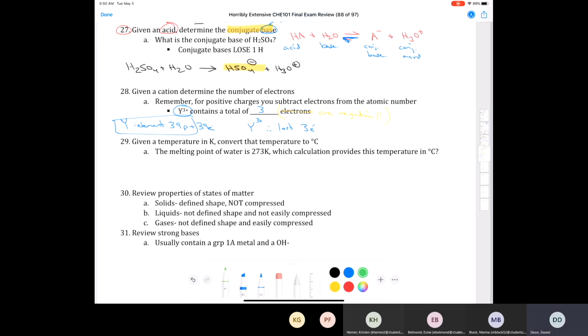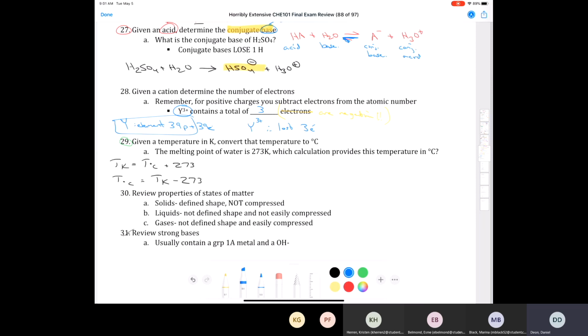Okay, the next one is again something that I'm sure you can all do in your sleep, but let's review it. It says, given the temperature in Kelvin, convert it into degrees Celsius. You should know the formula that the temperature in Kelvin is equal to the temperature in degrees Celsius plus 273, or 273.15, whatever. We could also rearrange this to solve for the temperature in degrees Celsius, which is equal to the temperature in Kelvin, subtract 273. So it says here, if the melting point of water is 273 K, which calculation would provide this temperature in degrees Celsius?